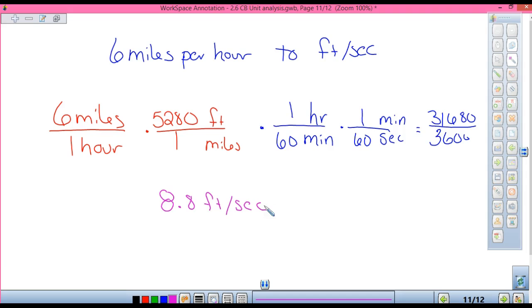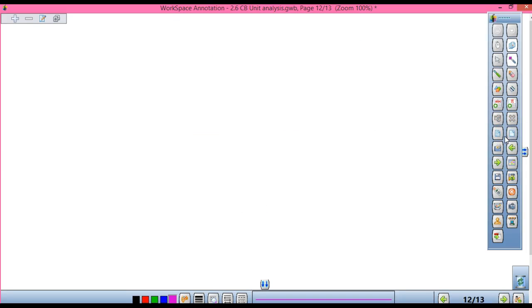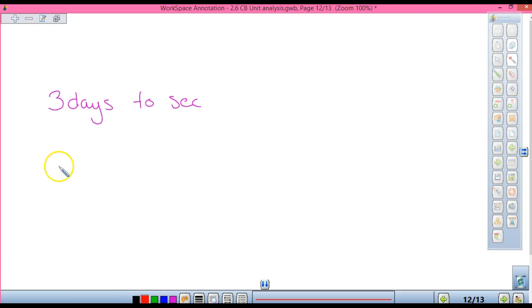The only other thing we need to talk about is that sometimes you can't go straight from one conversion to another. So let's say I'm trying to figure out how many seconds are in 3 days. I'm going to have to go from days to hours, hours to minutes, and minutes to seconds.